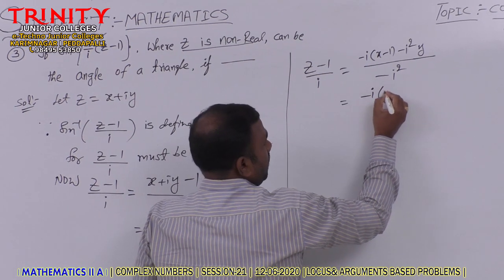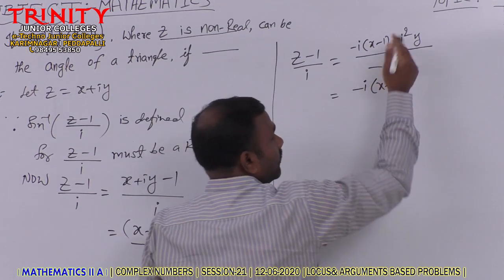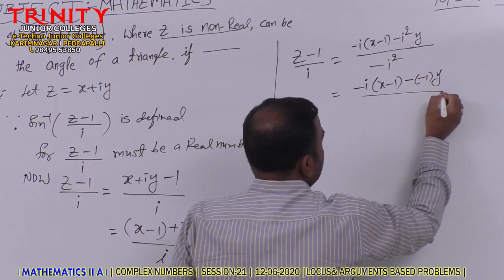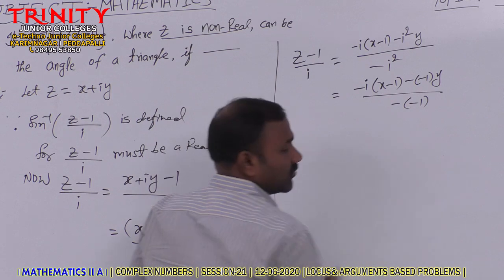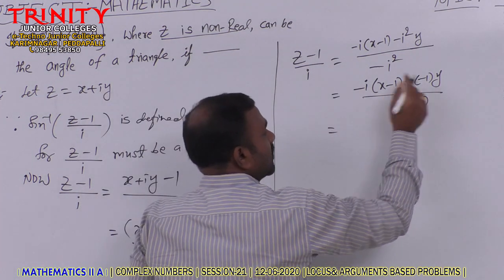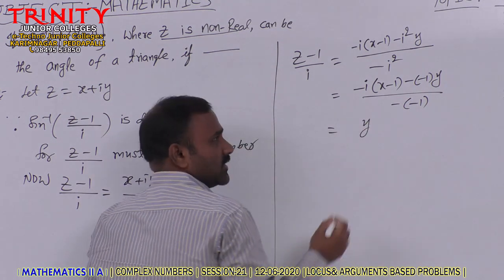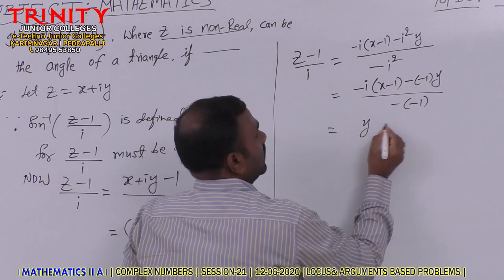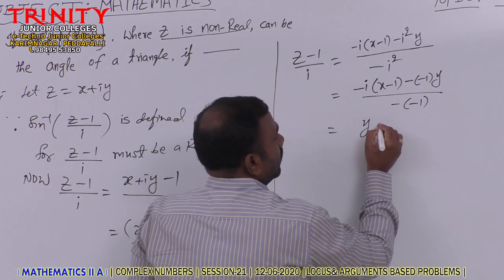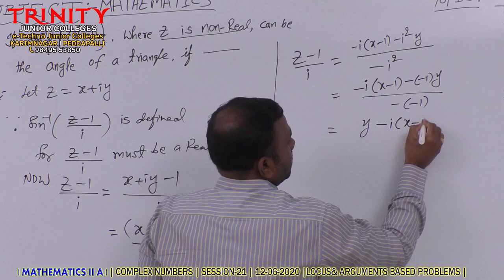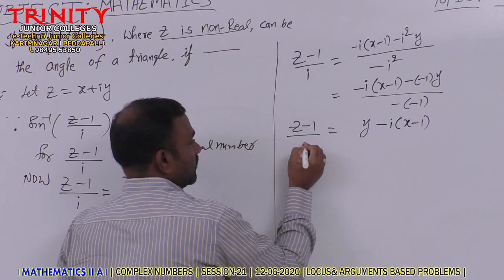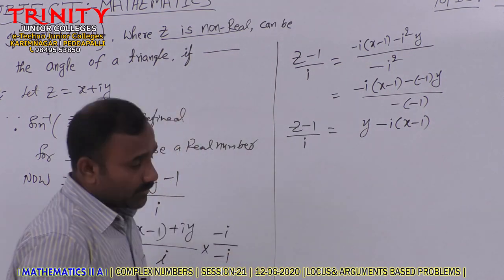Minus i into x minus 1; minus i squared value is minus 1, so y becomes minus of minus 1. Why? Because i squared value is minus 1. Now minus of minus is plus. Now this y becomes the real part. By minus of minus, that is plus only, plus 1. Minus i of x minus 1. This is the complex number represented by z minus 1 by i.